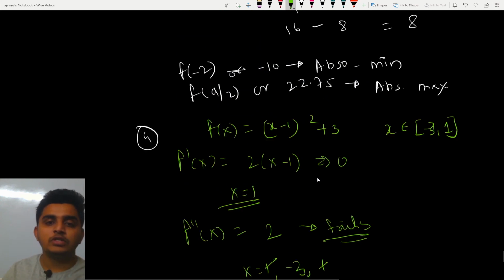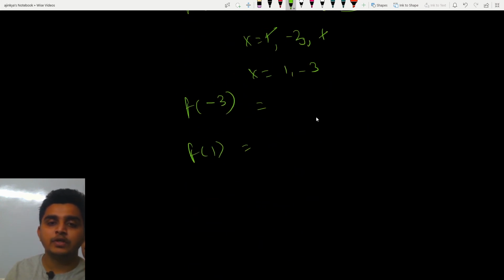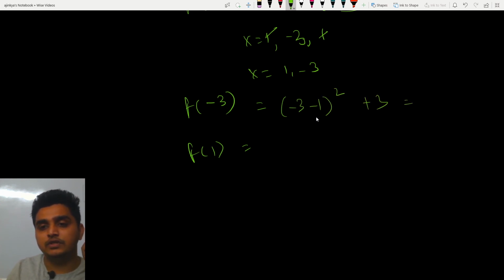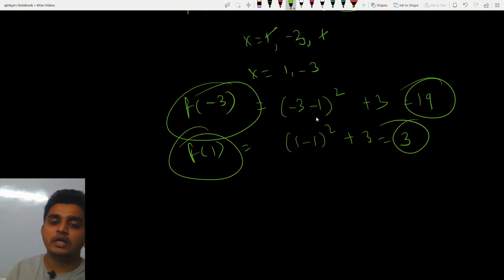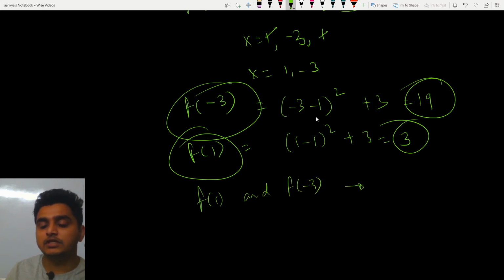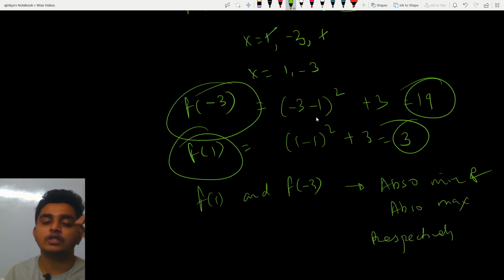What is the equation? x minus 1 whole squared plus 3. So minus 3 minus 1 whole squared plus 3 is 4 squared plus 3, which is 19. And then 1 minus 1 whole squared plus 3 is 3. So clearly you can see minus 3 gives us the highest value and 1 gives us the lowest value, so f of 1 and f of minus 3 give us the absolute minima and absolute maxima respectively for the given function f of x.